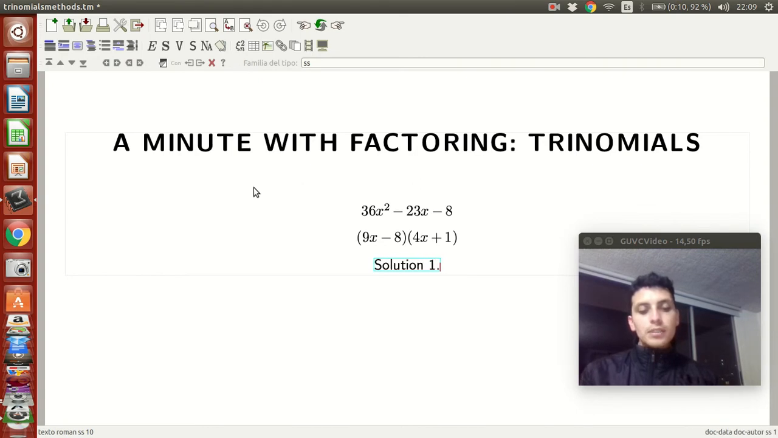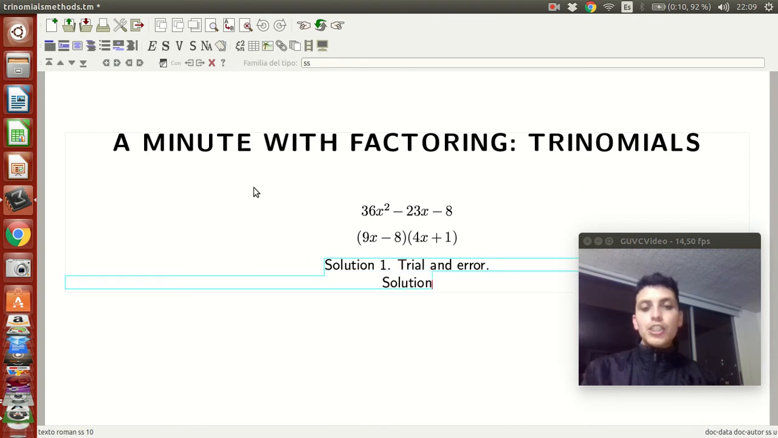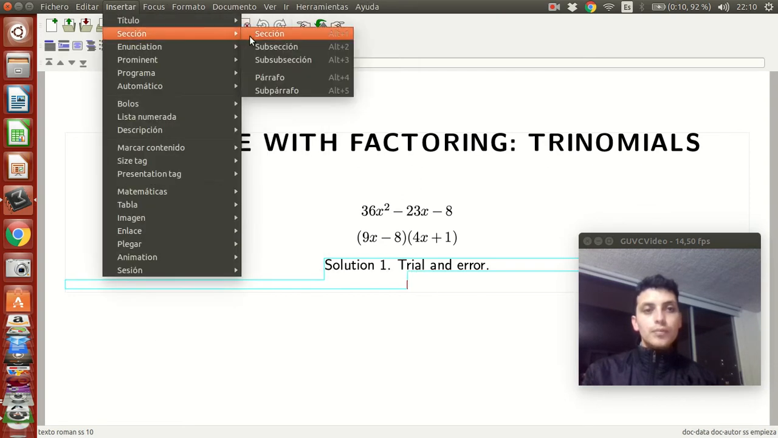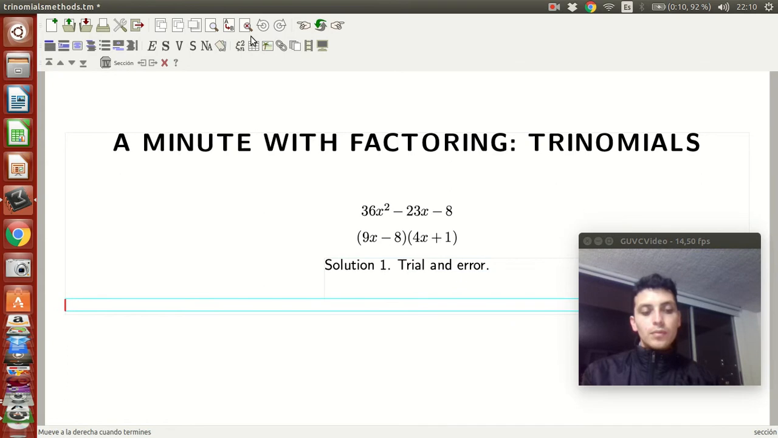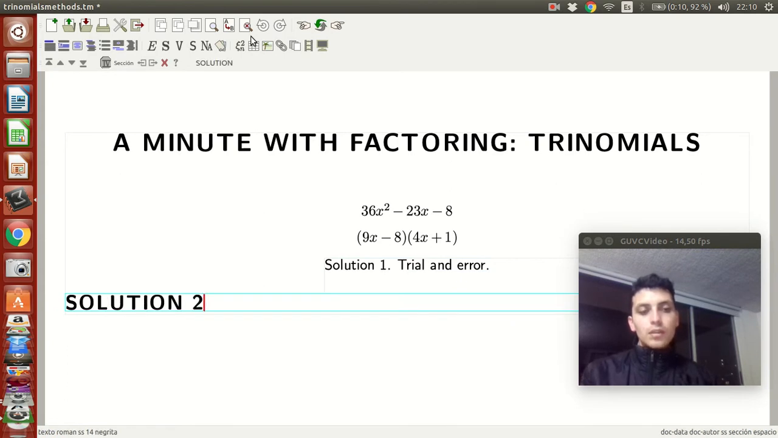Solution 1, trial and error. Solution 2, factor by grouping.